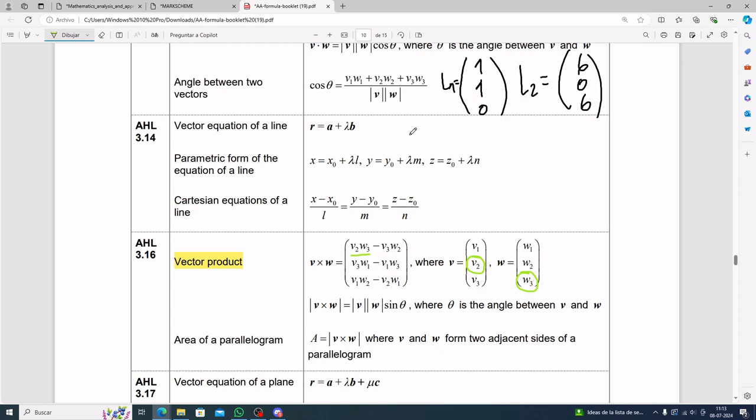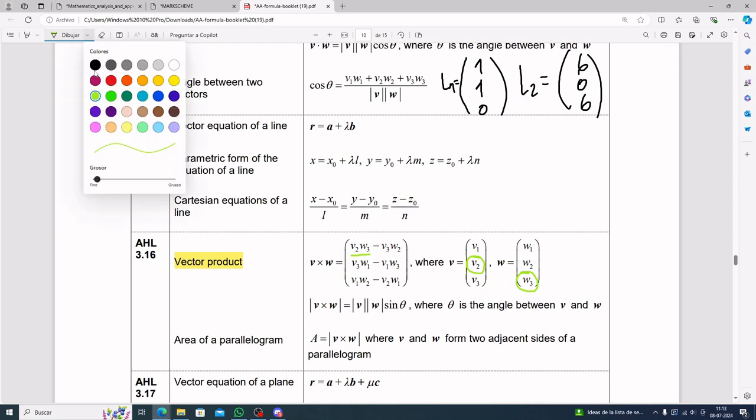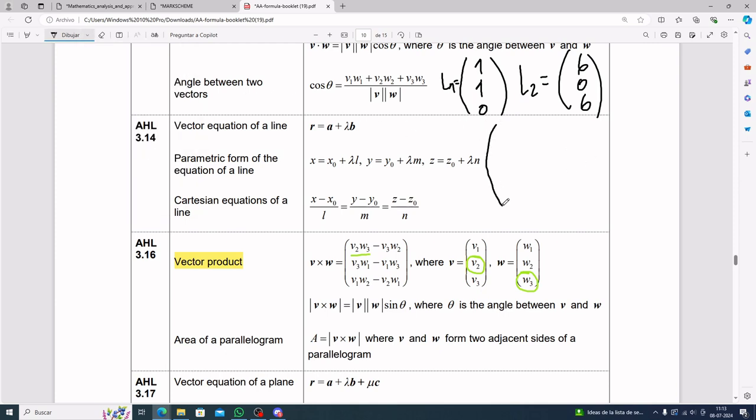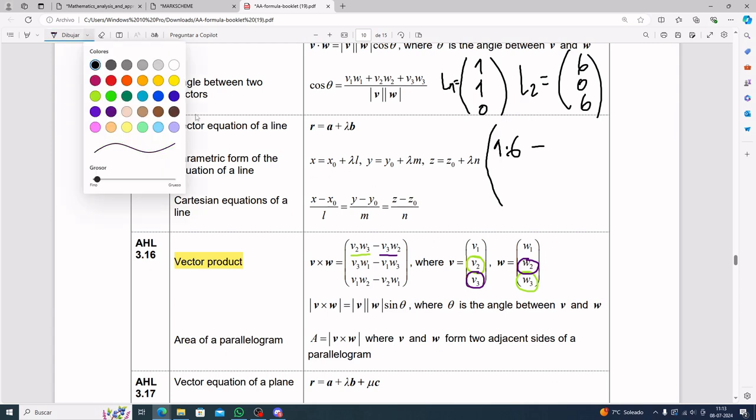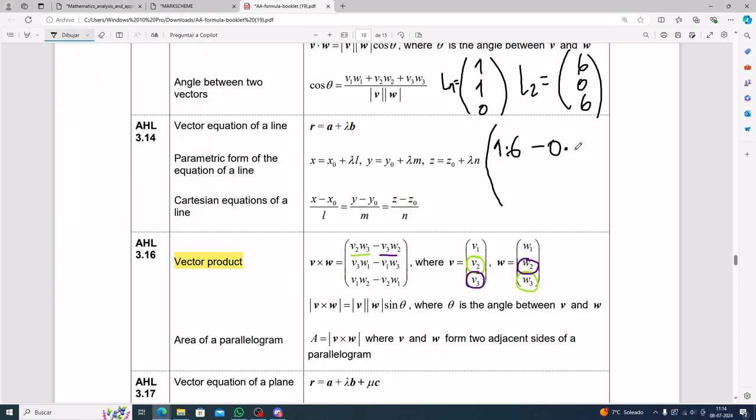So just be very careful in your approach and it's all going to work out. The first term of your vector product on the top left is going to be V2, which is 1, times the last one of the second, so 1 times 6, minus V3, which is the last one of the first, times the second one of the second, so 0 times 0. And you just keep going from here and you're going to solve it.